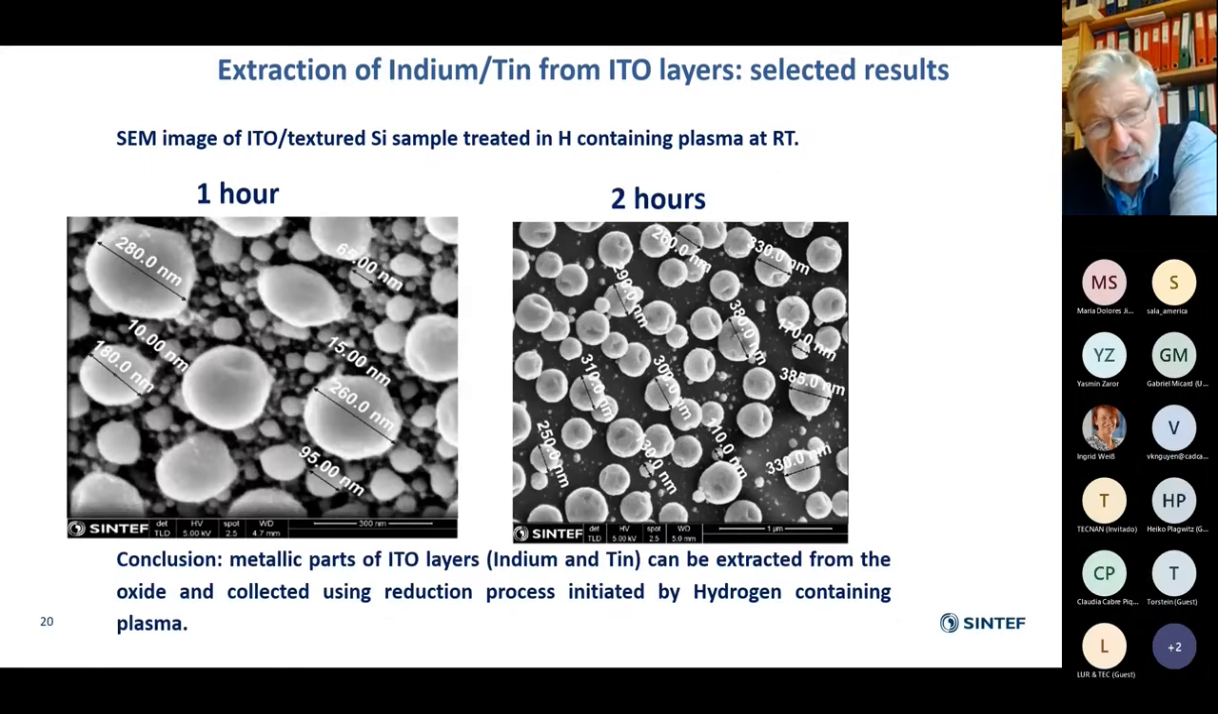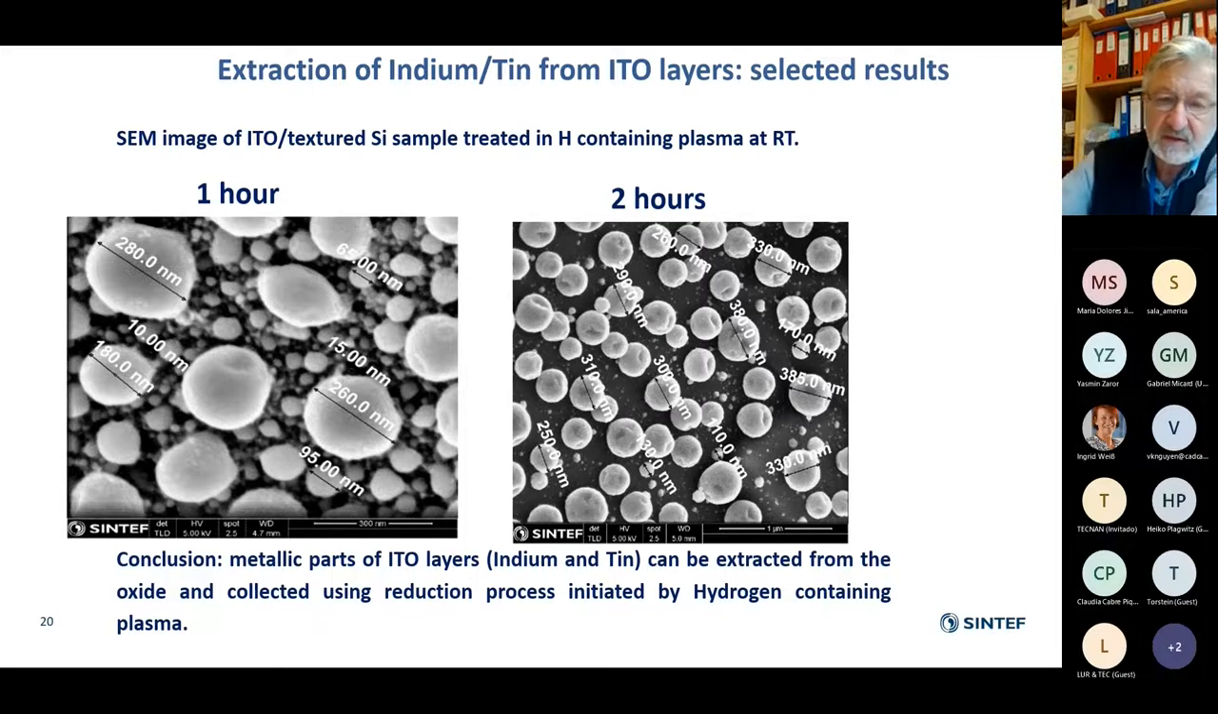At high magnification, we can see how ITO can be converted into such a metallic ball-based layer, and these balls can be simply removed mechanically, for instance, from the surface of silicon. They include, of course, indium and tin, since it's 95% indium and 5% tin, for instance, but nevertheless, metallic parts can be extracted from the ITO layer in case of relevant solar cell structures. And this is a dry process without any chemicals, wet chemistry and so on.